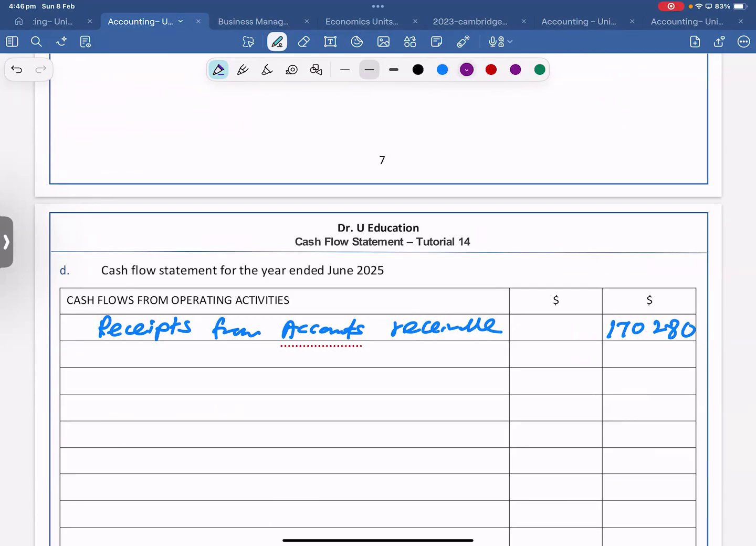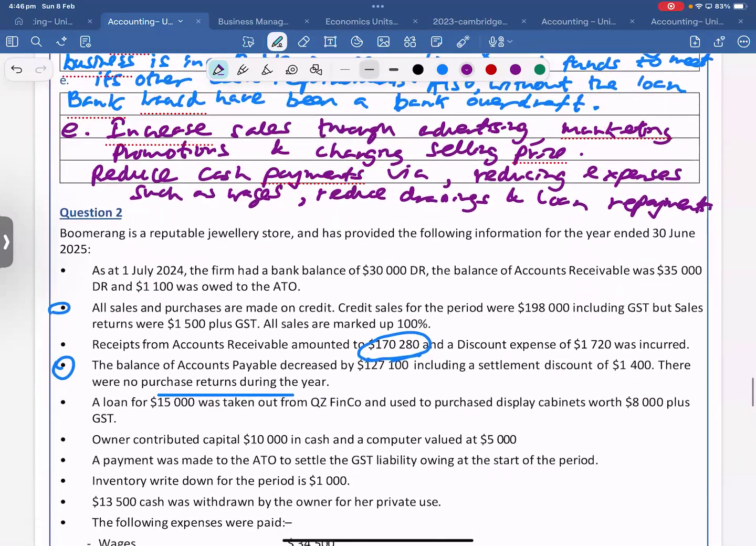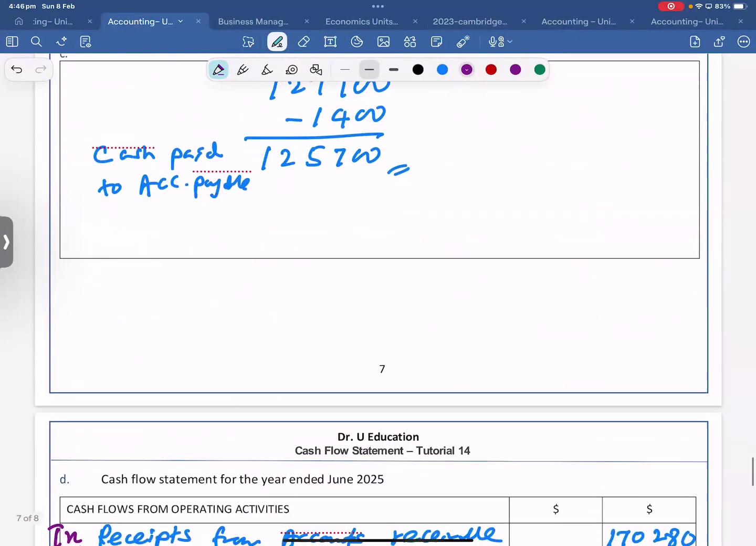If you want, you can report inflows and outflows separately, but you don't have to. I think we have only one in cash inflow. Then outflows would be the rest. If you want, we can start from the payments to accounts payable.